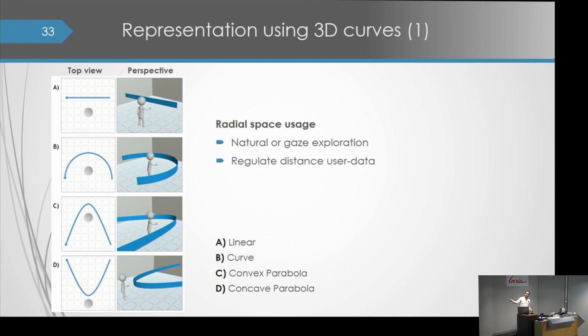But in example B, with a curve, we could also regulate the distance between the user and the data, maybe have time points all around the user at the same distance or at interactive distance. And finally, the two last examples might help to put an emphasis on the local temporal context, since the parabola could show the whole information, but still have a really close range next to the user.